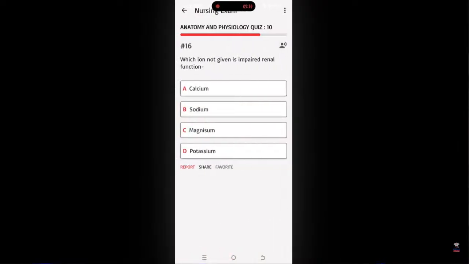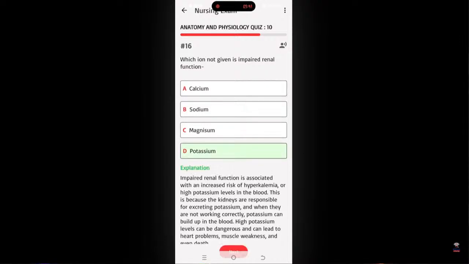Which ion is not excreted in impaired renal function? A. Calcium. B. Sodium. C. Magnesium. D. Potassium. Correct answer. Impaired renal function is associated with an increased risk of hyperkalemia, or high potassium levels in the blood. This is because the kidneys are responsible for excreting potassium, and when they are not working correctly, potassium can build up in the blood. High potassium levels can be dangerous and can lead to heart problems, muscle weakness, and even death.